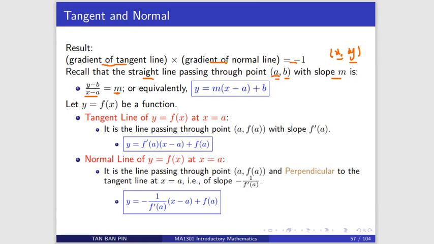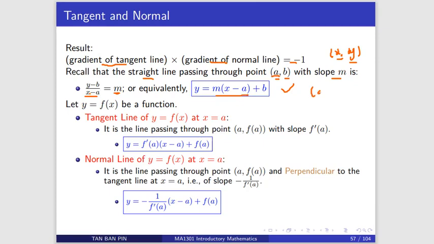And then you can multiply x - a to the right hand side. So it becomes m(x - a). And after that you transfer b to the right hand side, plus b. So this is the equation of your tangent line.